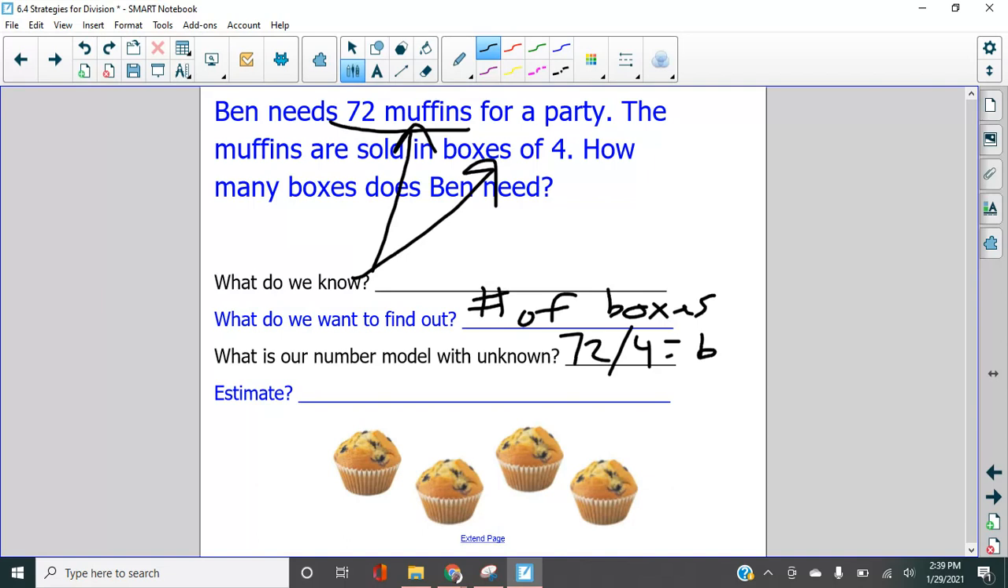And our estimate is, well, let's see. 10 fours is 40 and 20 fours is 80. It's going to be really close to 80. Well, no, I wouldn't write 80 there. That would be 20. 20 boxes because 20 times 4 equals 80. So I think the answer is going to be around 20.